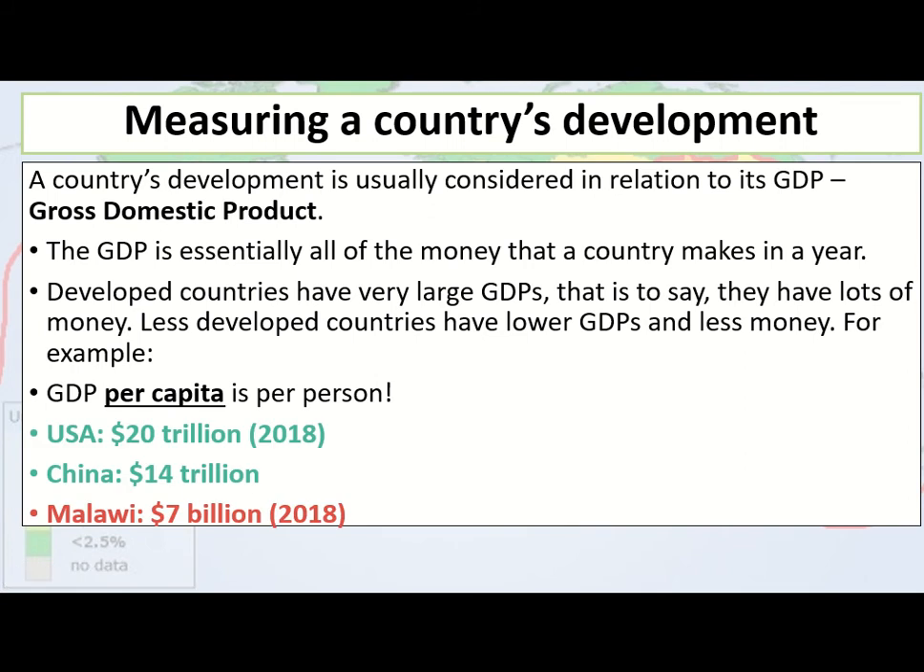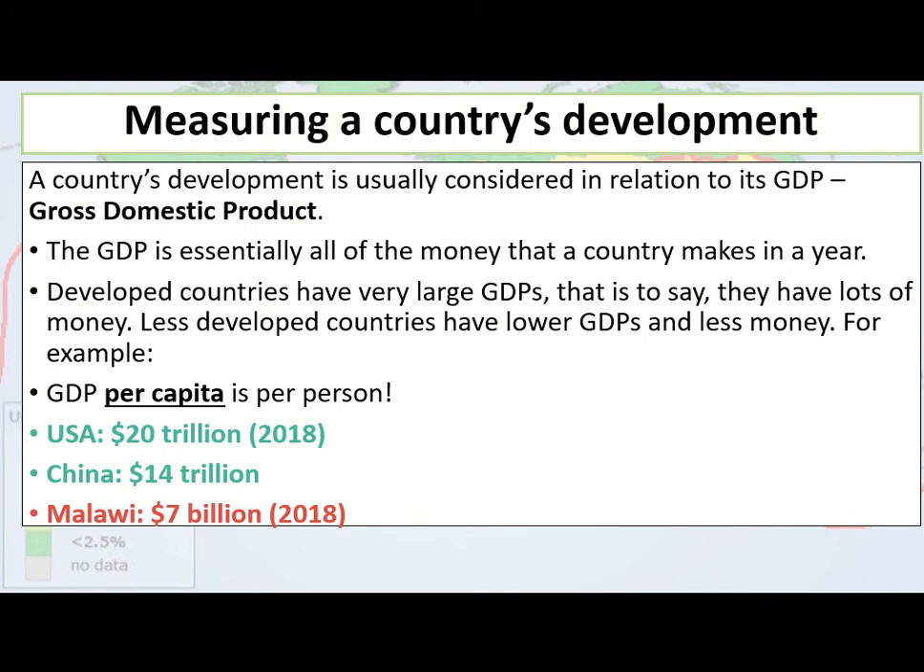So some stats. The USA's GDP in total, $20 trillion. So $20 million, and that was 2018, so not too out of date. China's GDP, I think the same year, not sure, was 14 trillion.